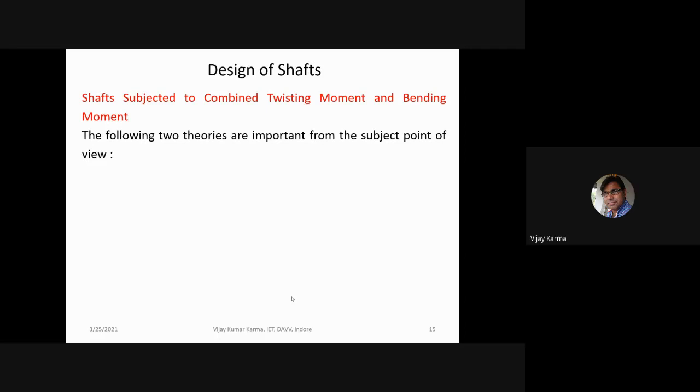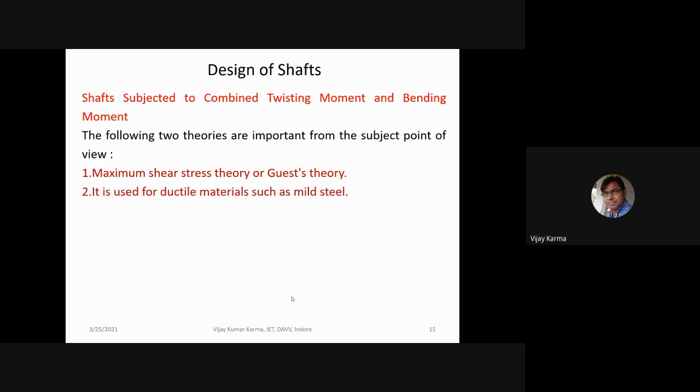Shaft subjected to combined twisting moment and bending moment. In this case we use two theories. The first is the maximum shear stress theory or the Guest theory, and that is used for ductile materials such as mild steel. The relation is T E, the equivalent torque, equal to square root of M square plus T square, and that is equal to pi by 16 tau dO cube into 1 minus K to the power 4.